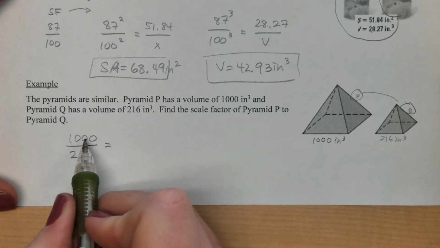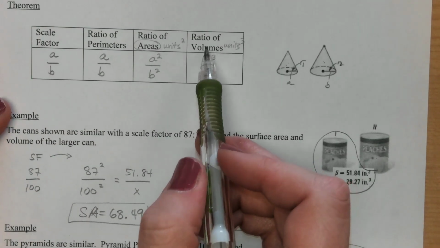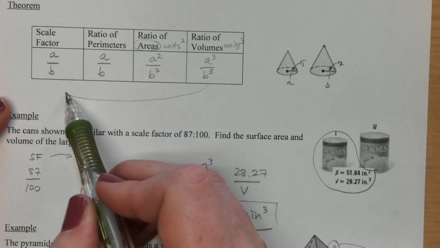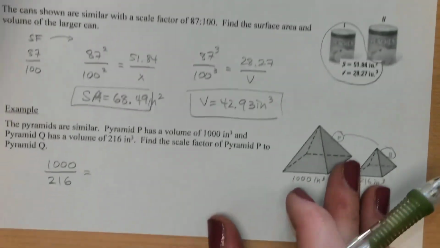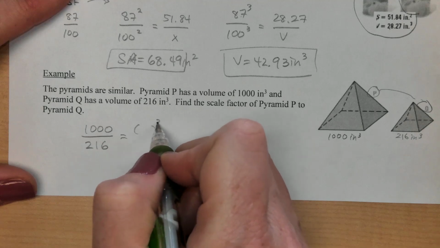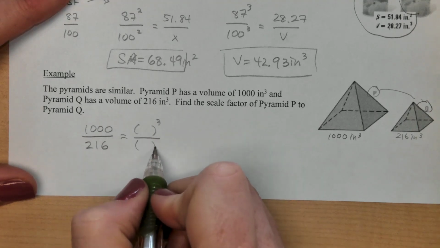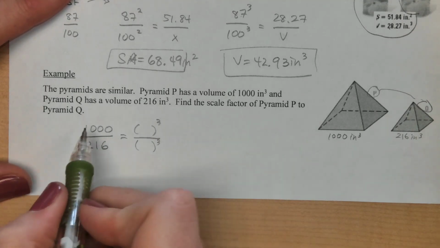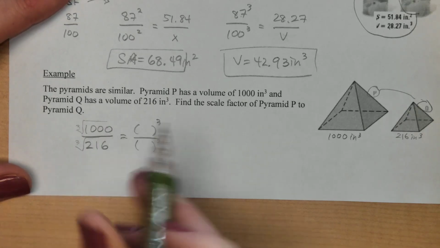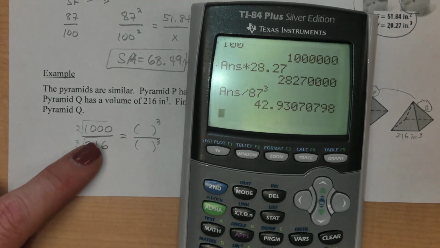And this is not my scale factor. This would be my ratio of volumes. So I'm starting already with this information, and I'm trying to work my way back to scale factor. So ratio of volumes is actually supposed to be something cubed. So the easiest way to figure that out is just to cube root 1,000, and we're going to cube root 216.